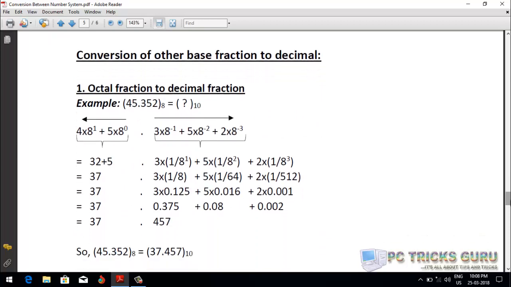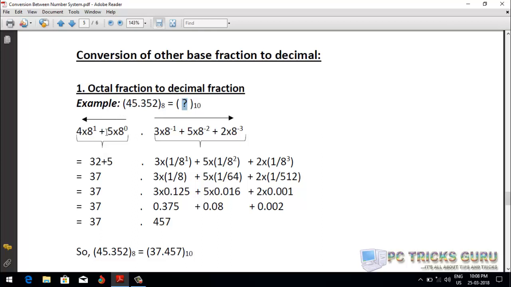Now we have conversion of other base fractions to decimal. So here's one more conversion. Let's go. It's octal fraction to decimal fraction. So I've taken an example: 45.352 base 8 equals to base 10. What would be the value here? So write it in this way.